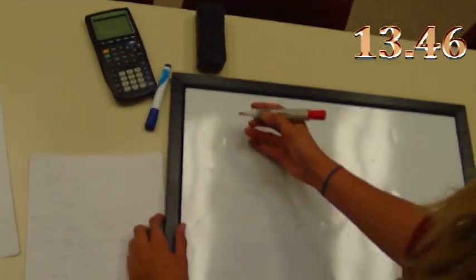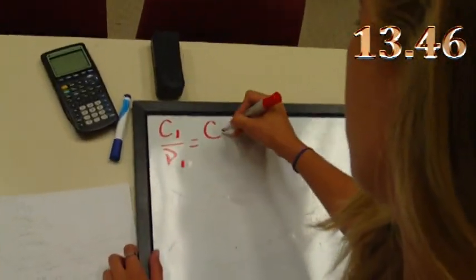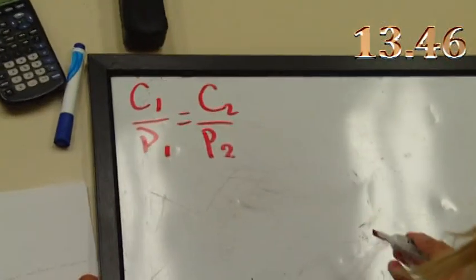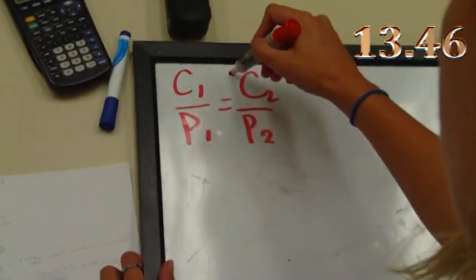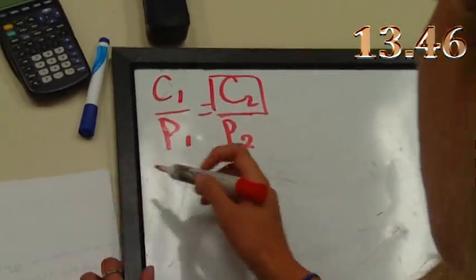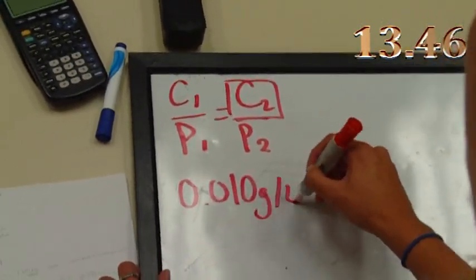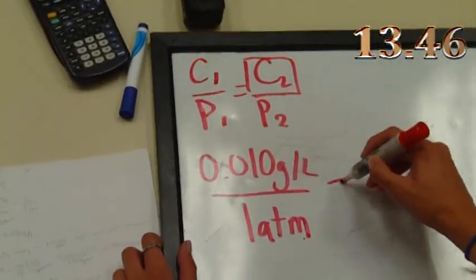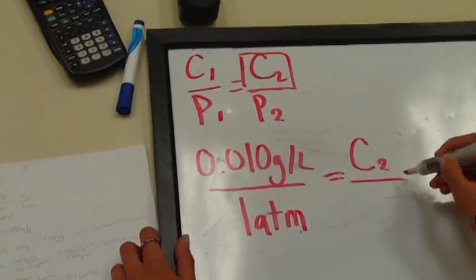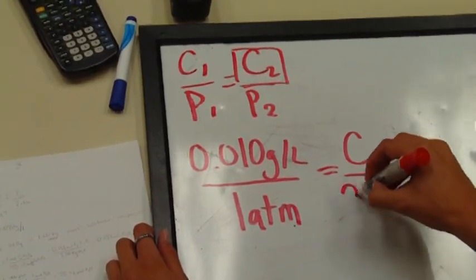So for this problem, we're going to use Henry's law again. That's C1 over P1 equals C2 over P2. First, we're just going to plug things in. It told us that we're looking for C2 again. The initial concentration is 0.010 grams per liter. The initial pressure was 1 atm. We're looking for C2, and it wants us to predict what happens if you double the pressure. So we're going to make that 2 atm.